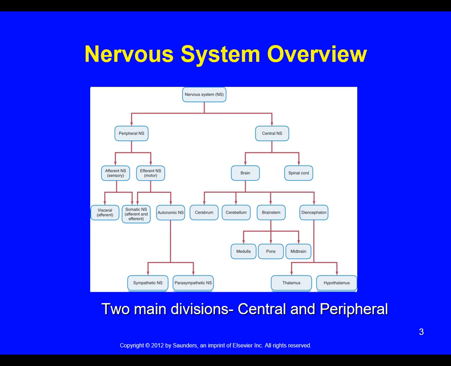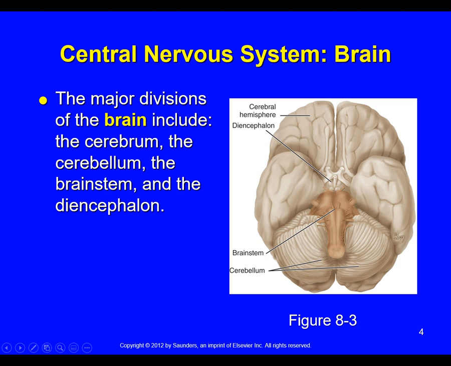We further need to look at the meninges, and I'm going to go to the next slide. Here's a picture of the brain, which includes the cerebrum, which is the largest part, the cerebellum, the second largest, and the brainstem and diencephalon. So you can see in the picture here.